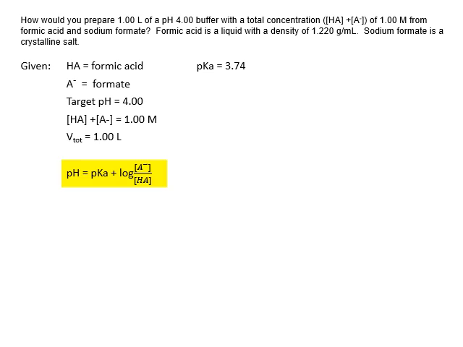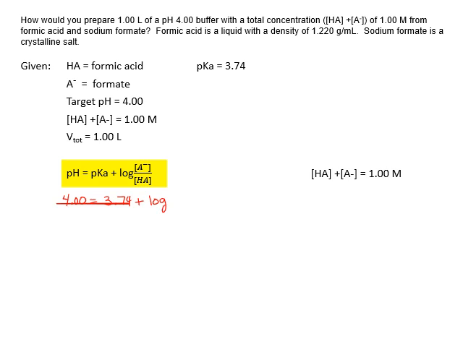We're going to use the Henderson-Hasselbalch equation to determine the ratio of the acid and base components that will be needed to achieve the desired pH. We'll then combine this with the buffer capacity information to determine the precise concentrations of each component needed. Let's start with the Henderson-Hasselbalch equation. We know that our target pH is going to be 4 and that the pKa is 3.74.